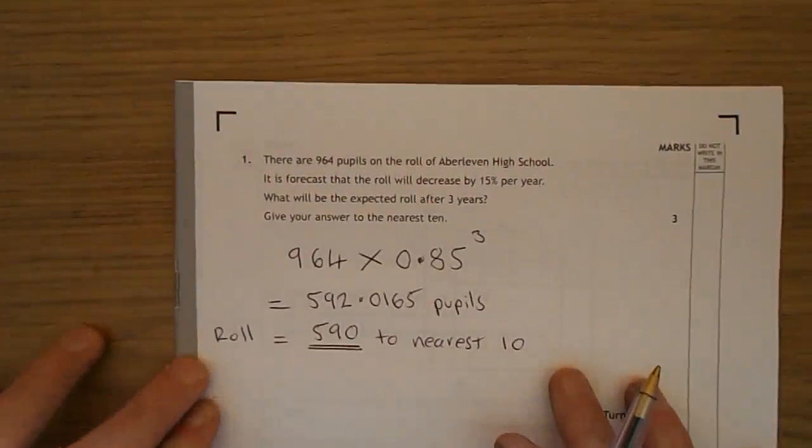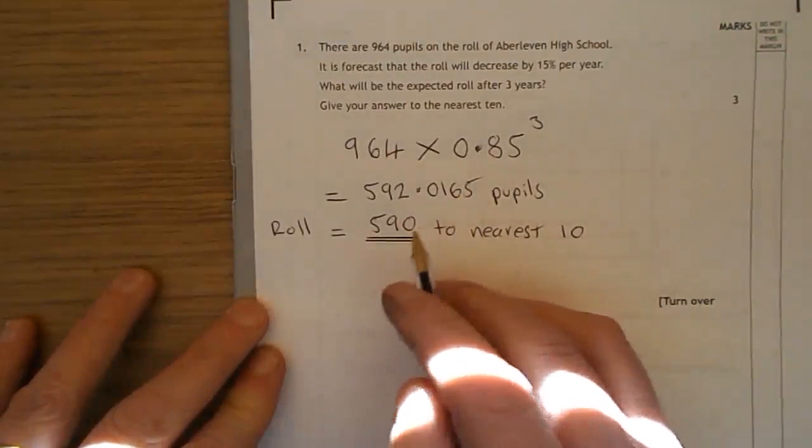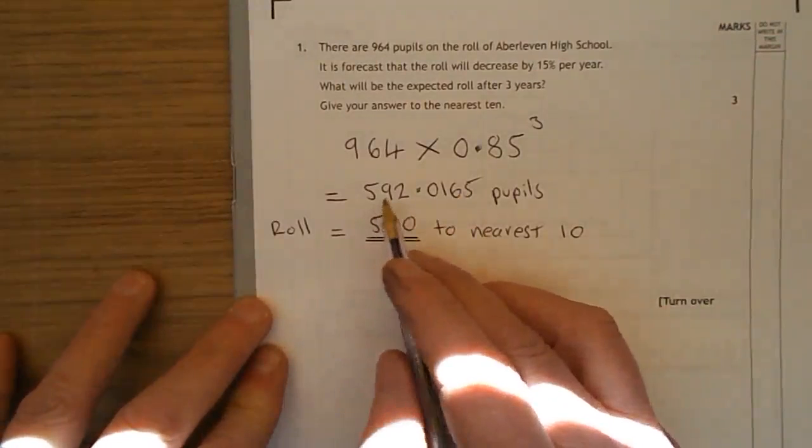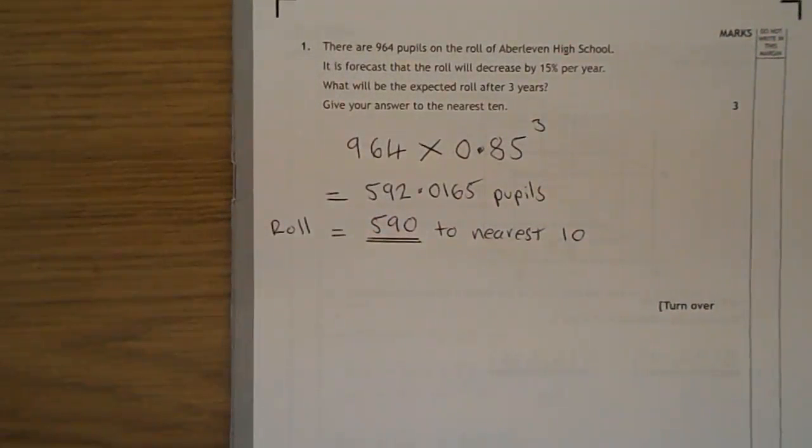It says give your answer to the nearest 10, so you get 592.0165 pupils. Nearest 10, that's going to be 590 to the nearest 10.